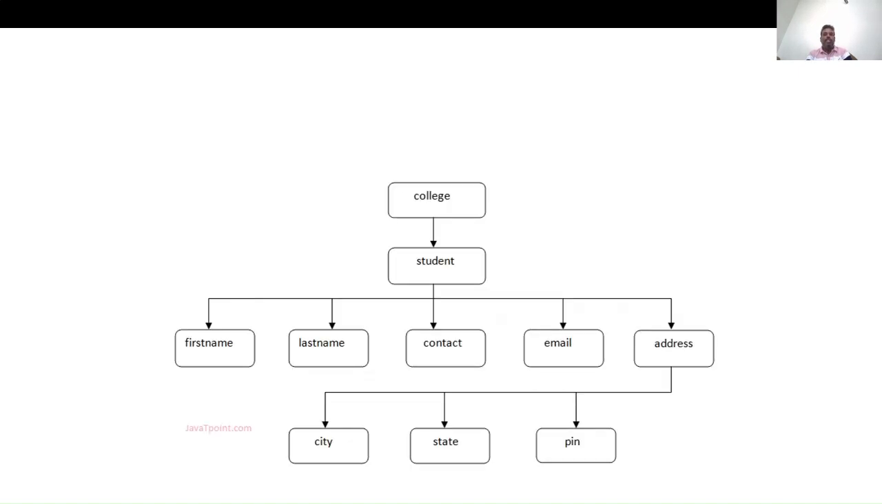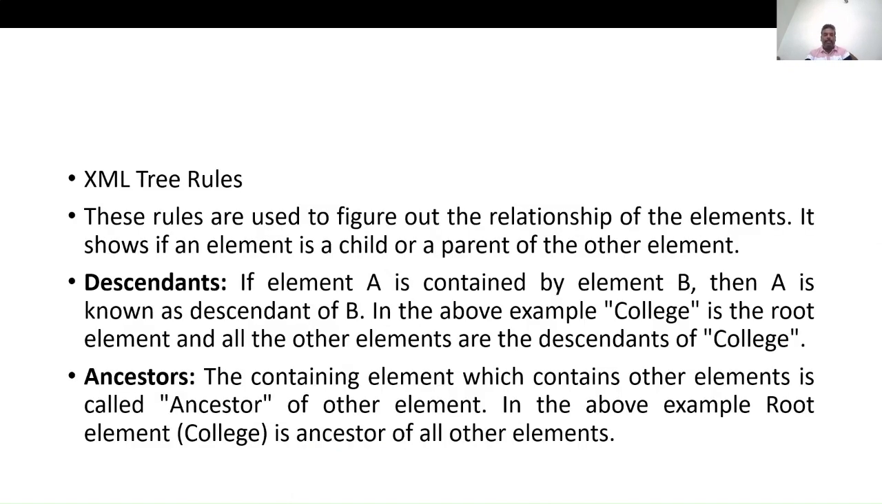So this is the structure of your XML: root tag college, and inside it the subtag student, and under the subtag we have so many subtags: first name, last name, contact, mail ID, address. In the address we are going to have some pieces of information: city, state, and PIN number. So in that order we are going to store that particular information. So this is student information.